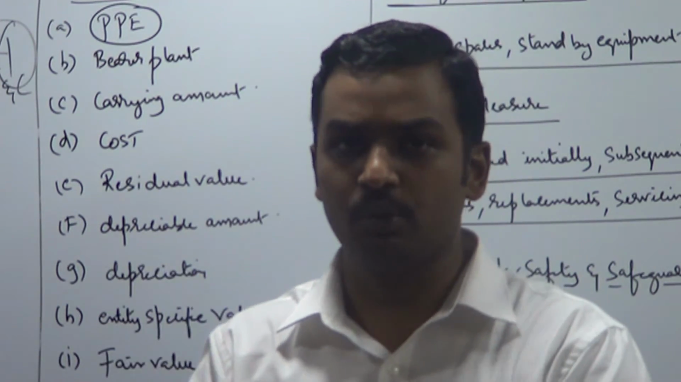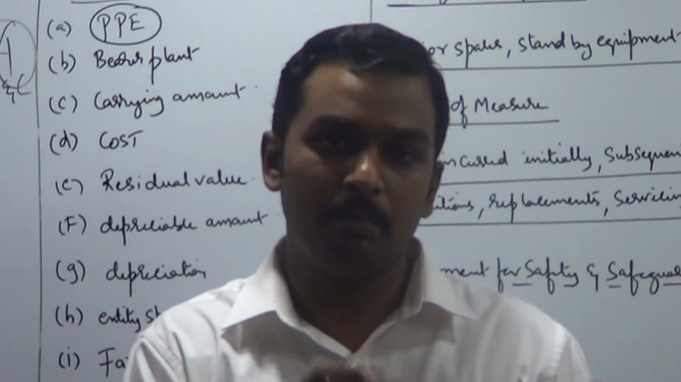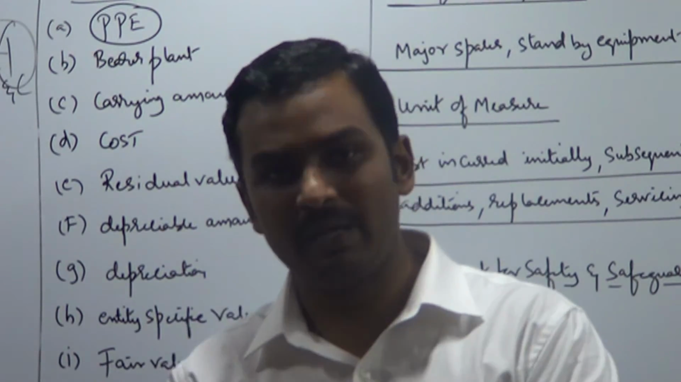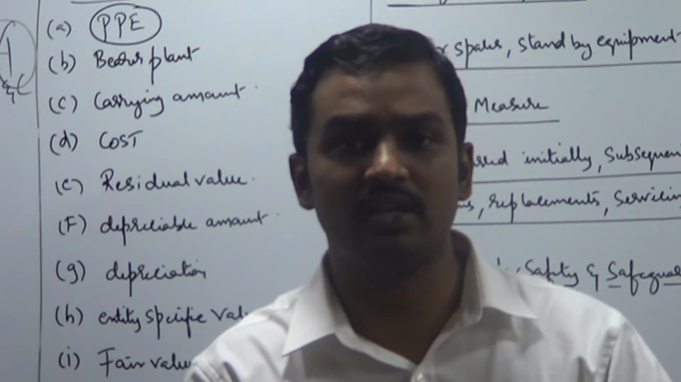Building held for business use, PPE. Building held for giving it on rent to others, investment property. Machinery used for production of goods, PPE. Machinery which is held for giving it on rent to others will still be considered as PPE.